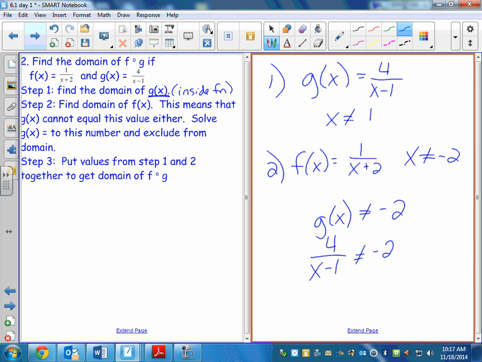You agree I could just multiply x minus 1 over here? I get x minus 1, because if I multiply by x minus 1 over here, it cancels out. And I left it as not equal to, but if you change it to equal to, it's okay. I'm just reminding myself it's excluded. I get negative 2x plus 2. And then that's not hard to solve. I'm going to subtract 2 and get negative 6 cannot equal negative 2x. X cannot equal 3.